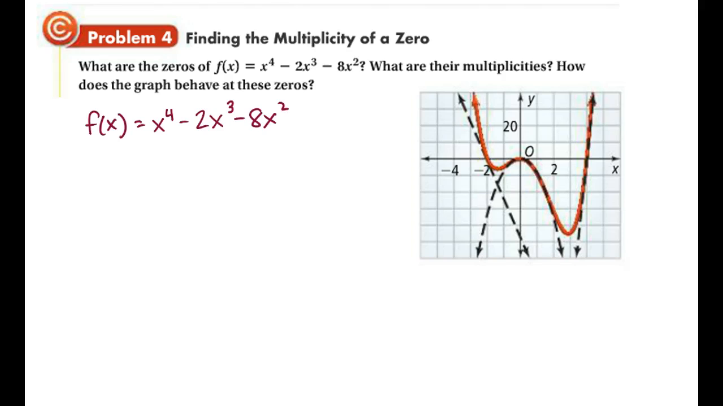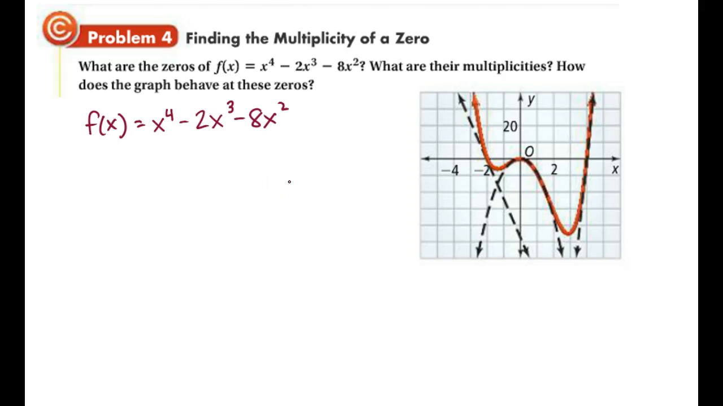In example 4, we're given the function f of x equals x to the fourth minus 2x to the third minus x squared. We need to determine the zeros, what the multiplicities are, and how the graph behaves at these zeros. So what we want to do is factor the polynomial that we're given, and then find the number of times each linear factor appears.